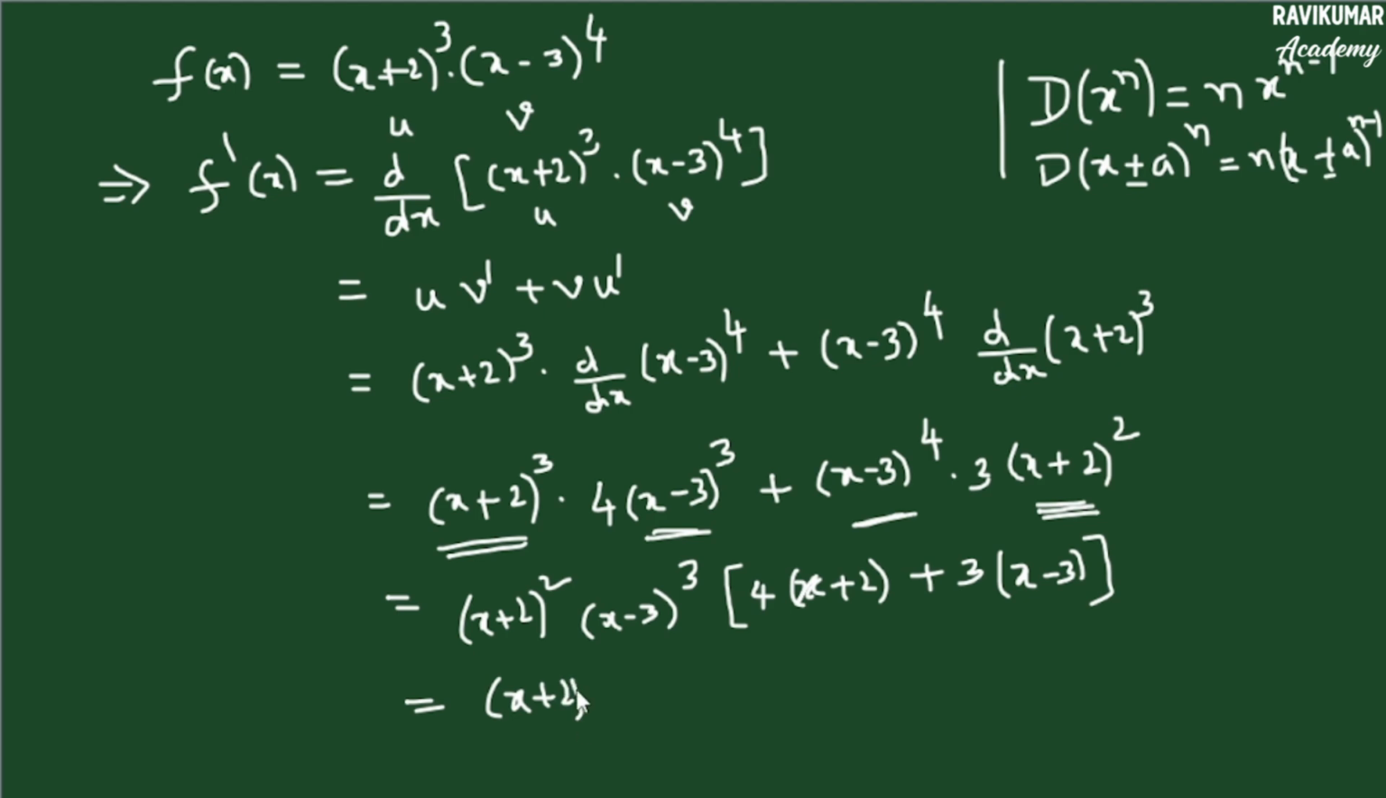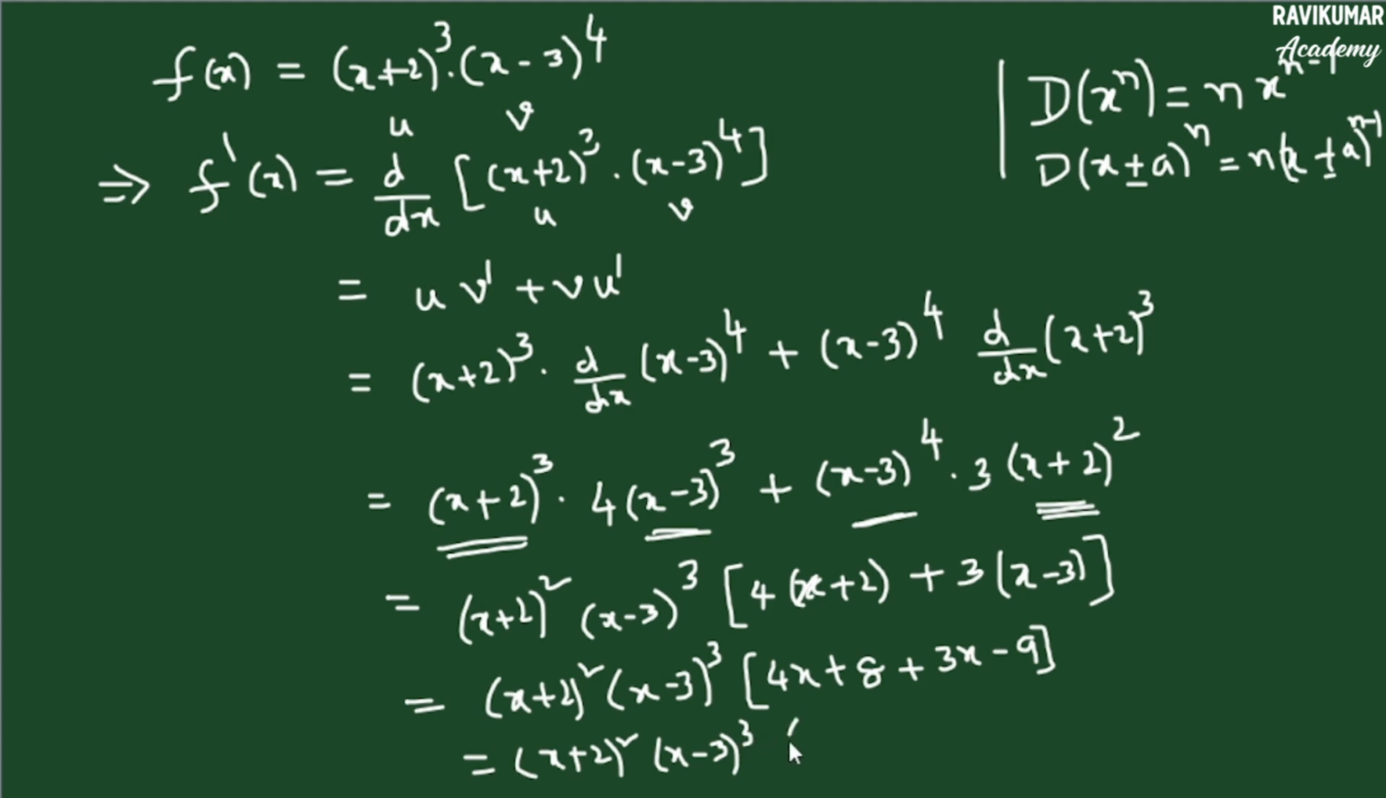So it is (x + 2) whole square multiplied by (x - 3) whole cube multiplied by 4x + 8 + 3x - 9. So you can write this as (x + 2) whole square into (x - 3) whole cube multiplied by 7x - 1, since 4x plus 3x is 7x and 8 minus 9 is minus 1. So this is the derivative of the given function f of x. This is the crucial part in this problem. In any Rolle's mean value theorem problem, finding the derivative is the only important, difficult thing.